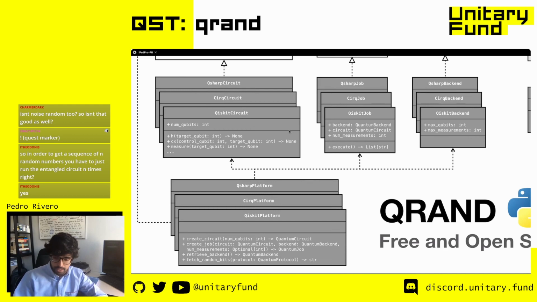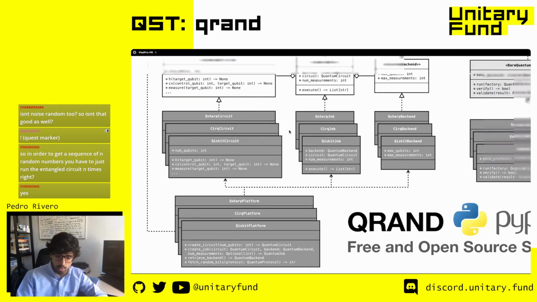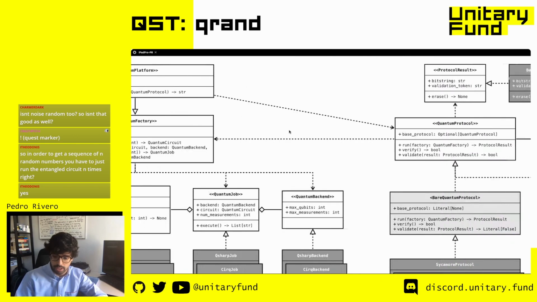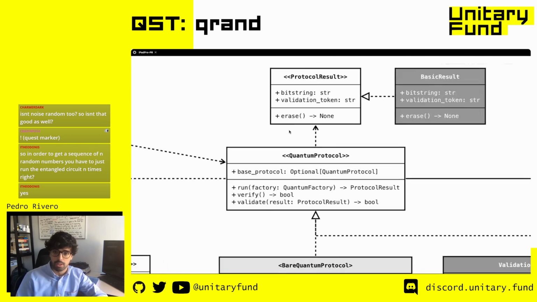So what do we do next? Once we have a platform, we also need a protocol, right? And here's how we implement the protocol. We have an abstract class or an interface, that's the quantum protocol, and also another abstract class, which is the protocol result. That gives us both a bit string, which is the output that we're looking for, and a validation token.